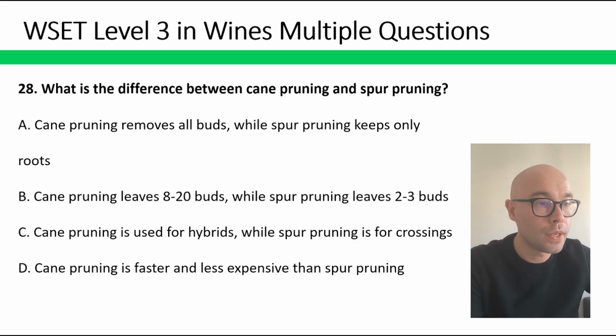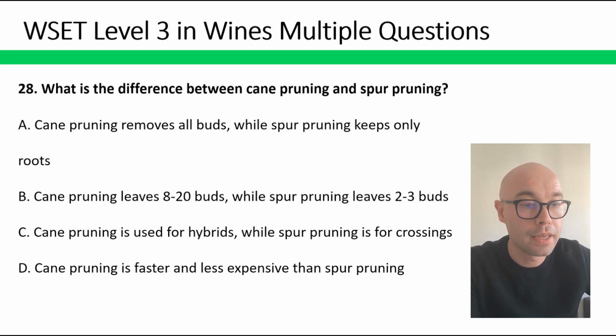What is the difference between cane pruning and spur pruning? Cane pruning removes all buds, while spur pruning keeps only roots. Cane pruning leaves 8 to 20 buds, while spur pruning leaves 2 to 3 buds. Cane pruning is used for hybrids, while spur pruning is for crossing. Cane pruning is faster and less expensive than spur pruning. The correct answer is B.